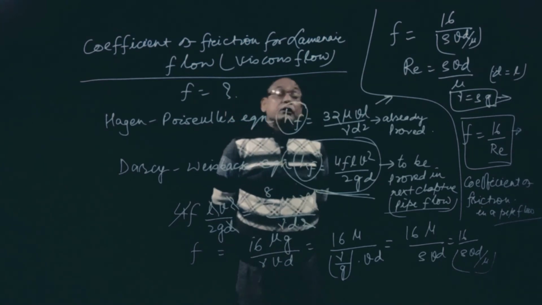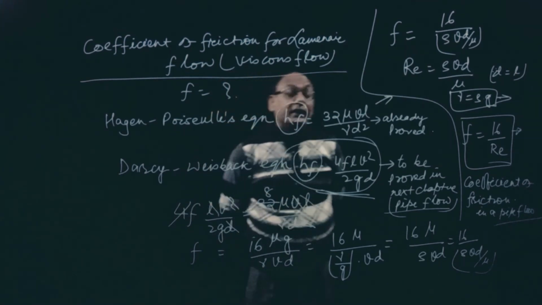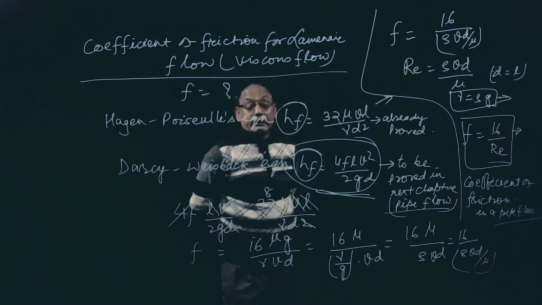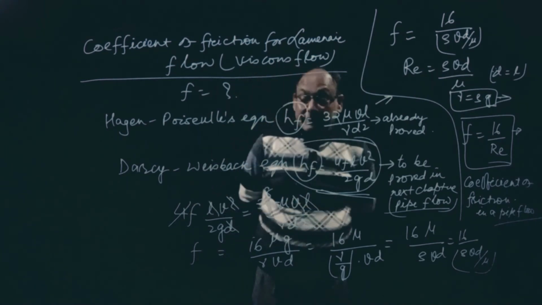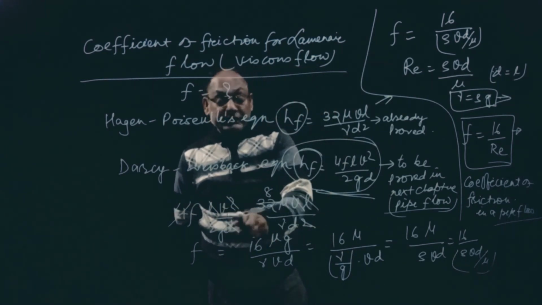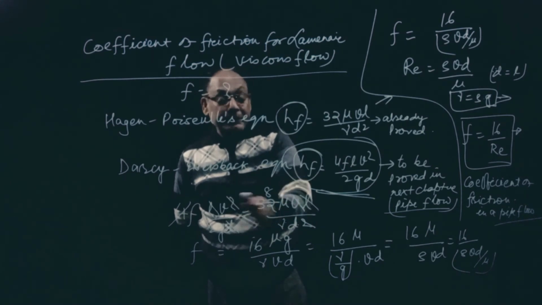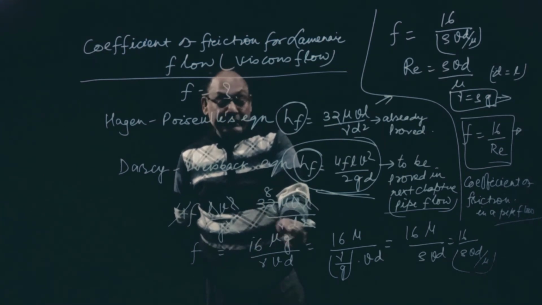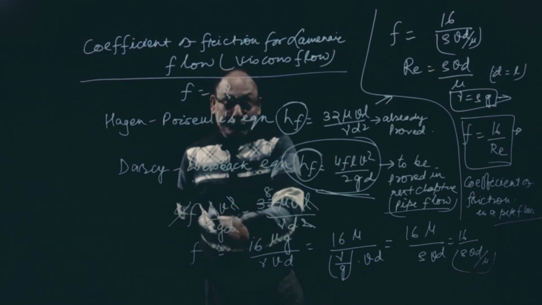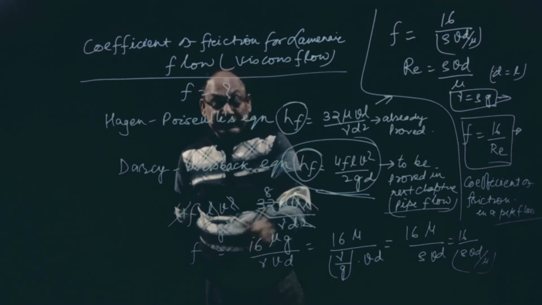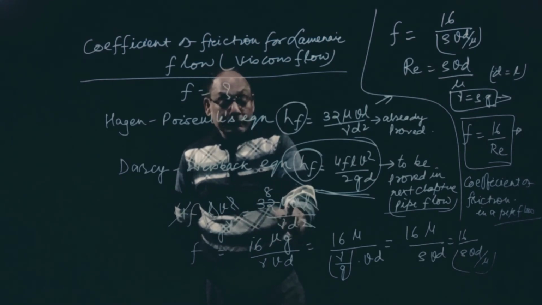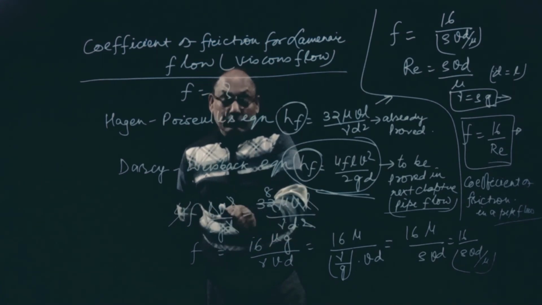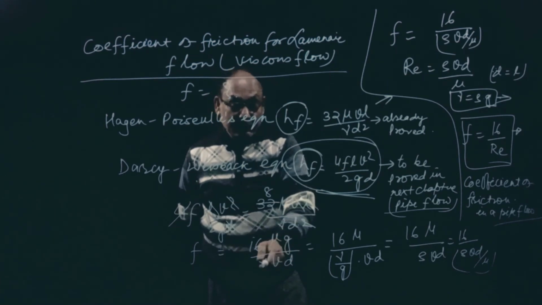Since both equations are for head loss due to friction, we can equate them: 4FLV square by 2GD equals 32 mu VL by gamma d square. Let us cancel out the same terms. L and L get cancelled, V and V get cancelled, d and d get cancelled, and 4 into 2 gives 8. So F will be 8 into 2, that is 16 mu, divided by gamma, V and D.